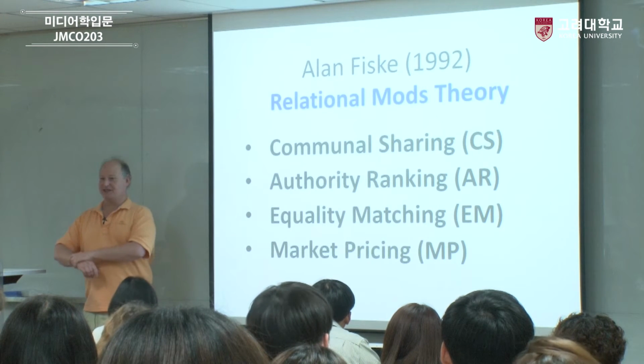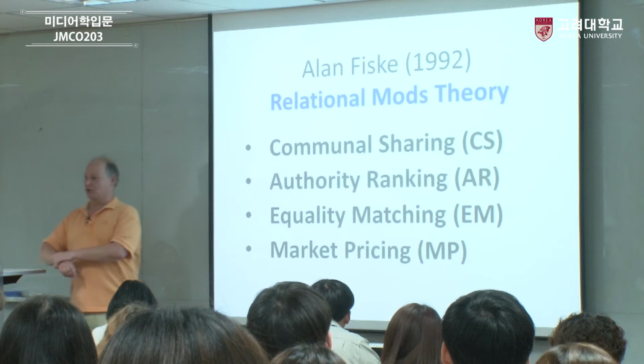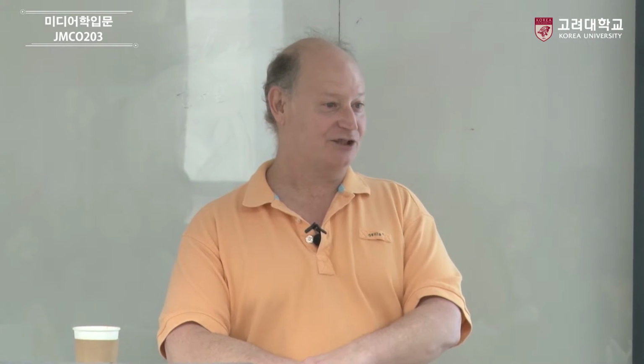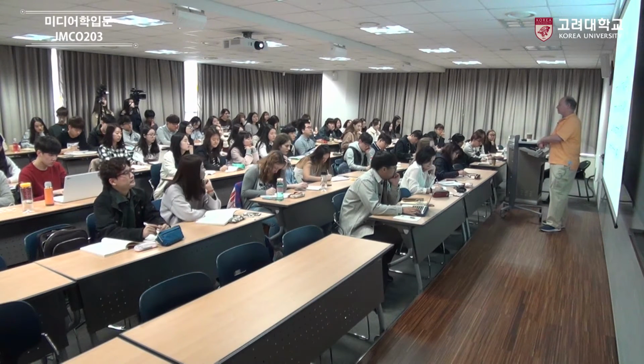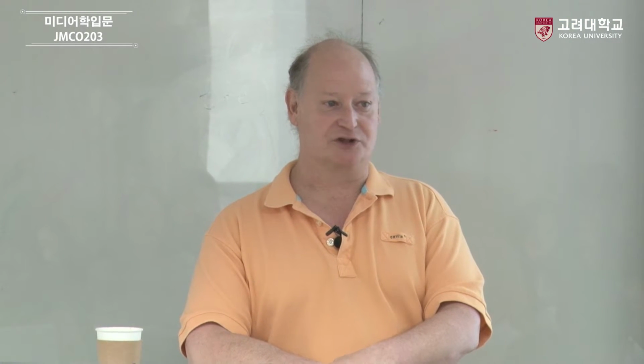And market pricing has to do with exchange of goods that are different in kind. So this would be things like bargaining and negotiation. Everything from political negotiations to buying vegetables at a local market.